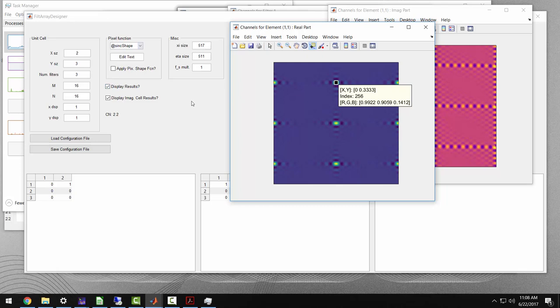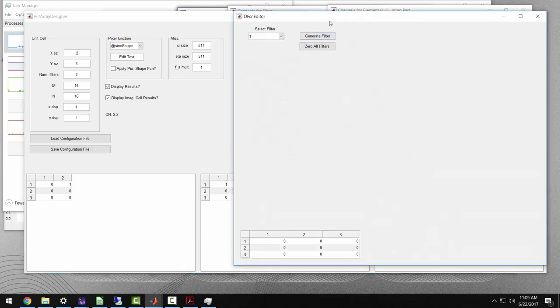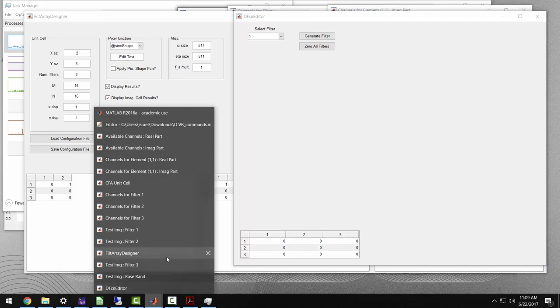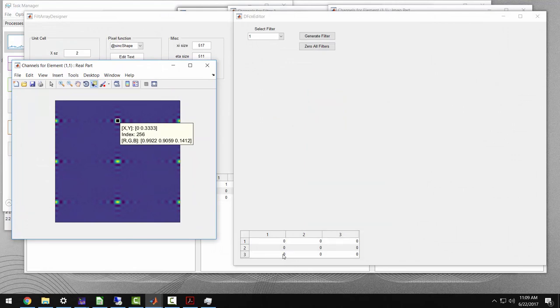So we'll do that here. We're going to choose delta functions. This array is the same, it's a discrete matrix, but it corresponds to the channel locations here. So this value in this location corresponds to this channel location. So for filter 1, we want to put some value on that channel. Now, because we have a real valued system, we have to enforce hermeticity conditions.